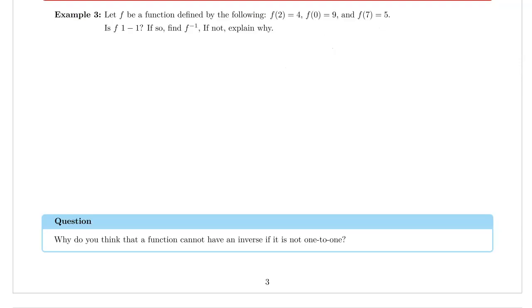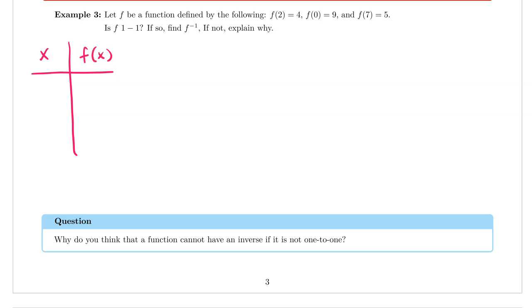Example 3 says, let f be a function defined by the following. F of 2 is equal to 4, f of 0 is equal to 9, and f of 7 is equal to 5. Is f 1 to 1? If so, find f inverse. If not, explain why. So there's a lot of different ways we could represent this function. One way is through a table. So I can have x and f of x.